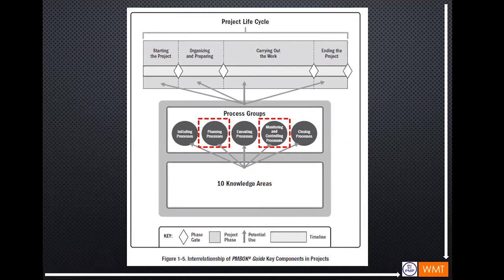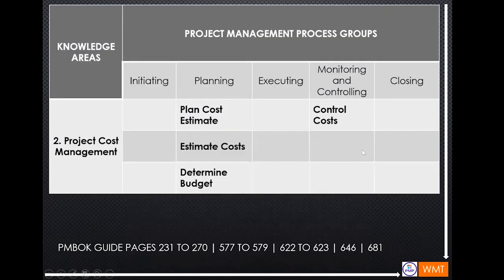So this graph I already explained on the previous slide. So it's just the same with the project cost management, which only has processes for planning process group and also a monitoring and controlling process group. So under the planning process, the plan cost management, the estimate cost and the determine budget, and the monitoring and controlling is control costs. So you can go to these pages below here to have an elaboration on this topic.